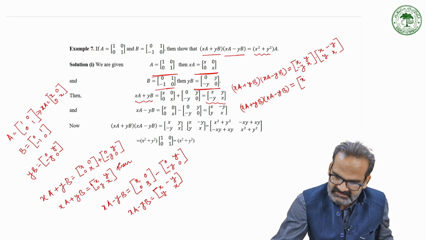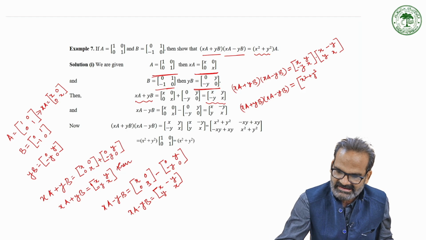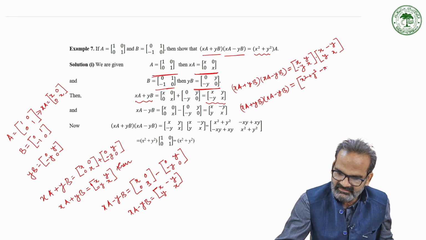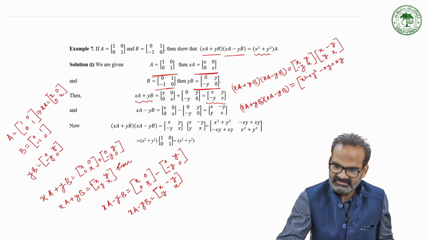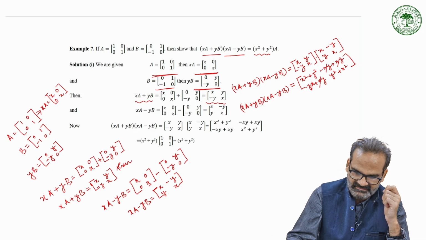Multiply these two. X into x is x square, y into y is y square. So x square plus y square. Now multiply the first row with the second column. X into minus y is minus xy, y into x is plus xy. Now come to second row. Minus y into x is minus yx, plus x into y is plus xy. And here minus y into minus y is y square, and x into x is x square. This is the product of these two. This and this will cancel out, this and this will cancel out. So what is left here?